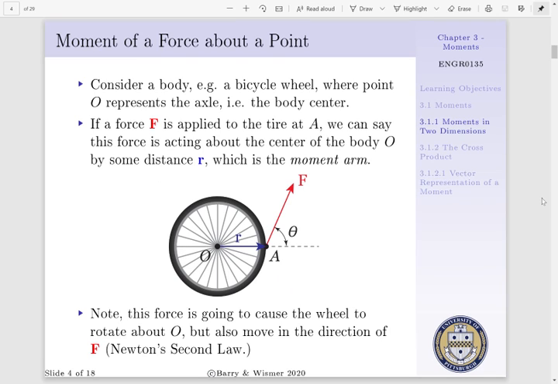Now, let us consider a body, for example, a bicycle wheel, where point O represents our axle. That is, this is a point where our wheel will be constrained. And we're going to take this as the body center. Now, if we apply a force to the tire at point A, we can say this force is acting about the center for body O. And this force acts some distance r, which is known as our moment arm. Now note, we know this force is going to cause the wheel to rotate about O, and it's also going to have a tendency for our body to translate in the direction of the applied force.